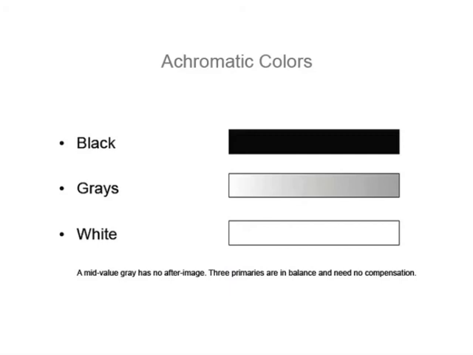We've already had a brief discussion about the idea of black, white, and gray being achromatic, meaning without chroma. A mid-value gray does not create an after image, it is entirely balanced. The after image of black is white, the after image of white is black. A mid-value gray has nowhere to go. It's totally in balance. You need no compensation for it.